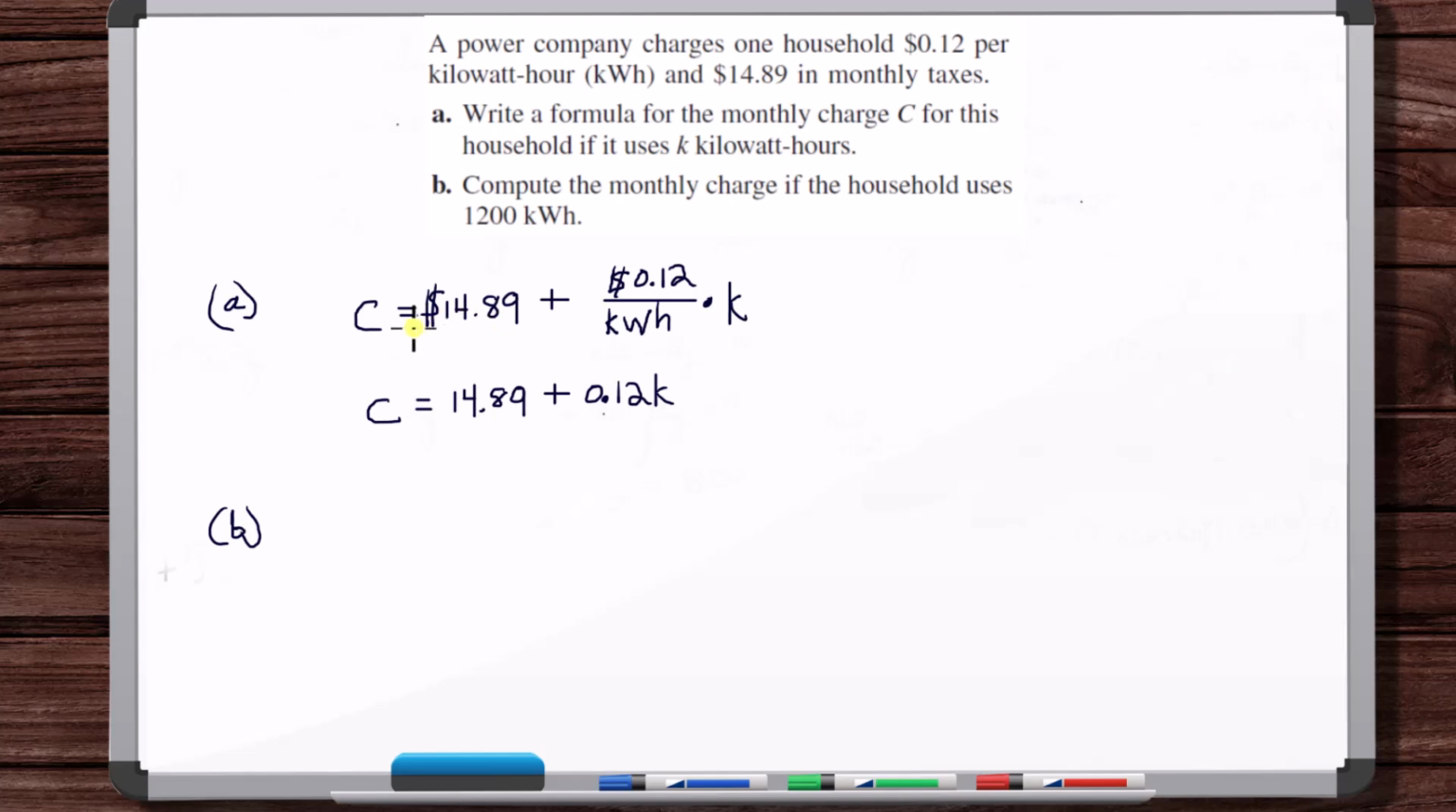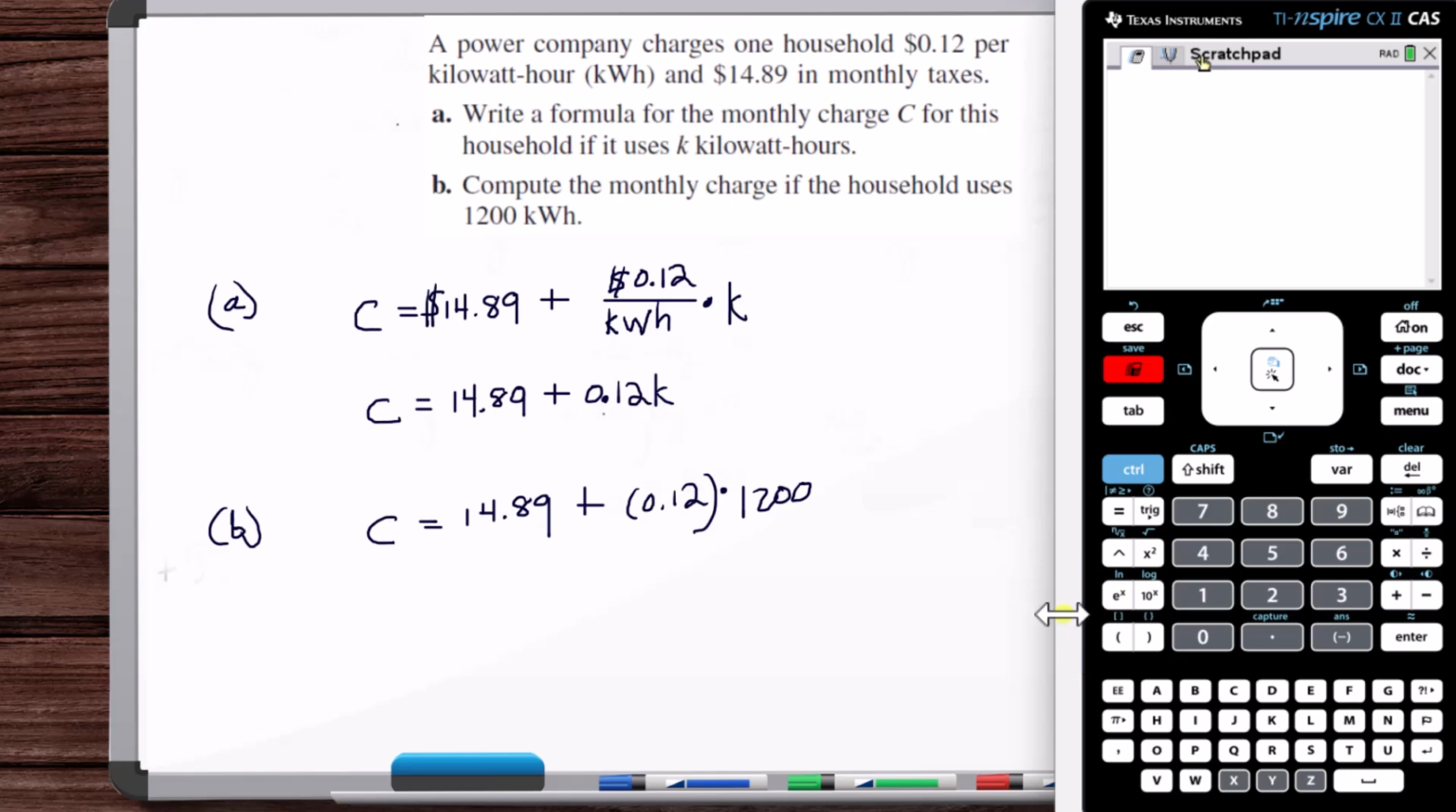All right? So part B, compute the monthly charge if the household uses 1,200 kilowatt hours. Okay, so we just wrote a formula for the monthly charge. That's what C is. And they're giving us the K value here. So just plug in 1,200 for K. So plus, times 1,200. So we've got $158.89.